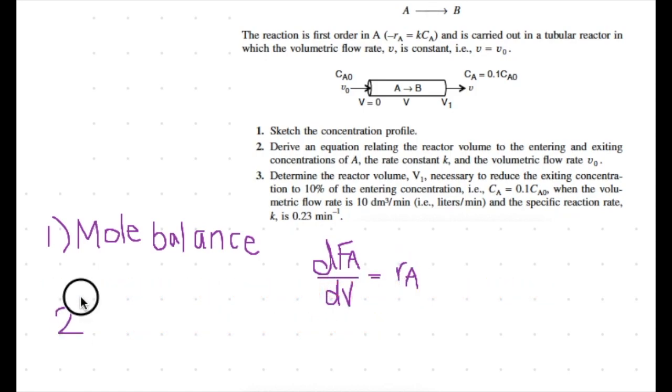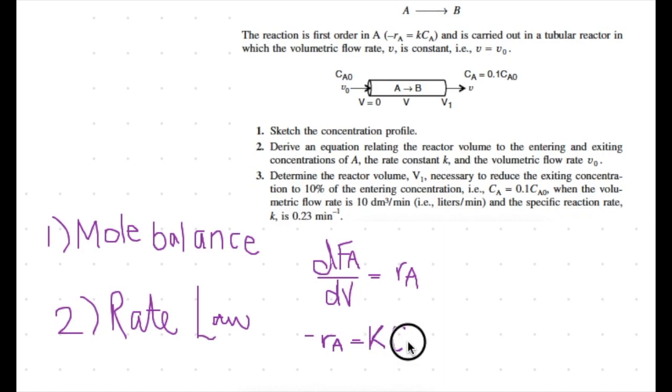The next thing we want to do is write out the rate law, which should always be our second step. Remember, the rate law is usually based on the first reactant, and in this case, our only reactant, A. Negative rate of A is equal to K times the concentration of A. And remember that the coefficients in front of A become exponents on this concentration. However, it's just a 1 in this case.